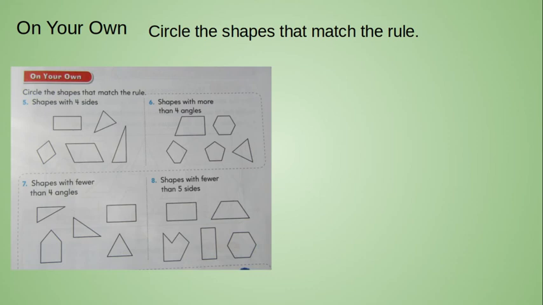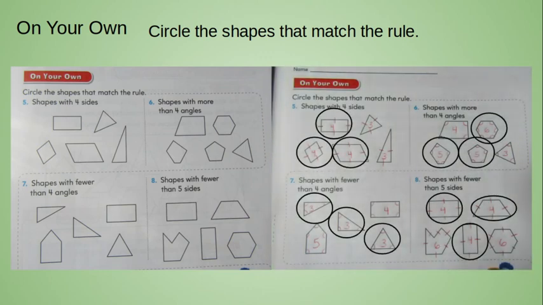Okay, you should just have pushed play and you've finished the On Your Own section. Let's check your answers over. Double check that you did all of your labeling and make sure you have the correct shapes circled. I'll leave that up for a moment for you to check them over carefully.